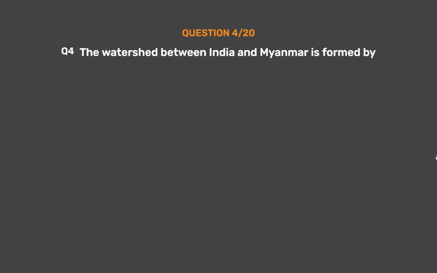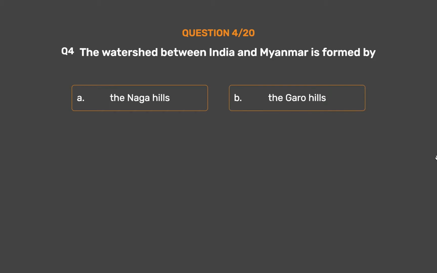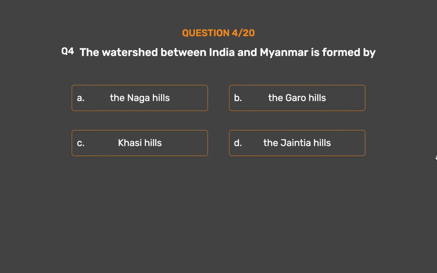Question number 4. The watershed between India and Myanmar is formed by Option A. The Naga Hills. Option B. The Garo Hills. Option C. Khasi Hills. Option D. The Jaintia Hills.